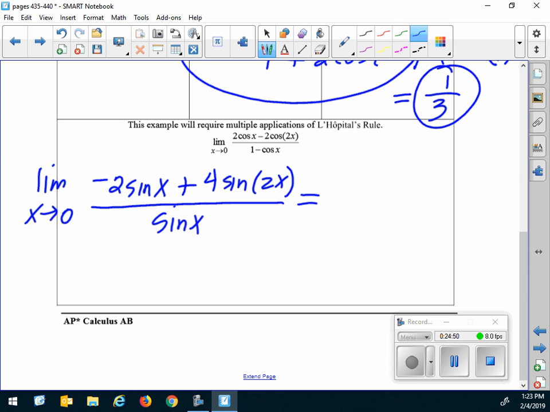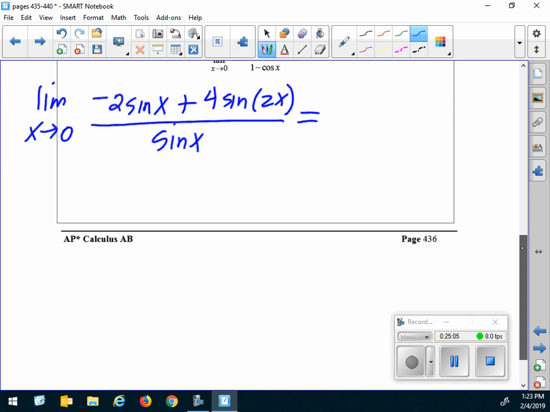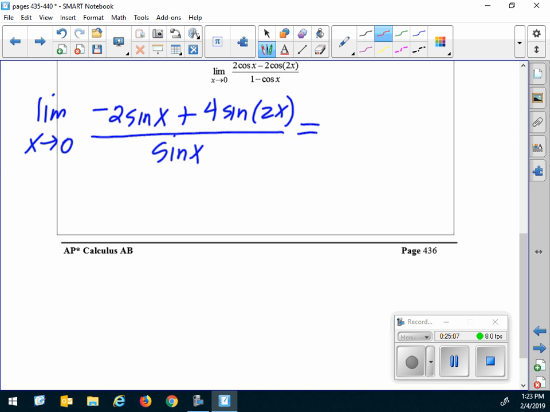You don't need to go through the limit of the top equals 0 and the limit of the bottom equals 0, so L'Hopital's rule applies. You don't worry about going through that again. What we're going to do is go right down below it and apply the dang thing again.